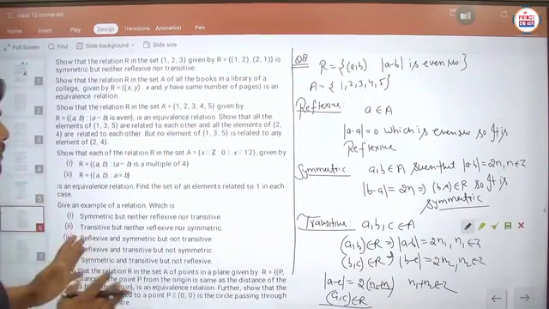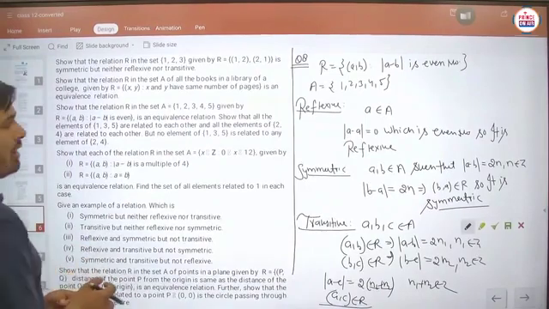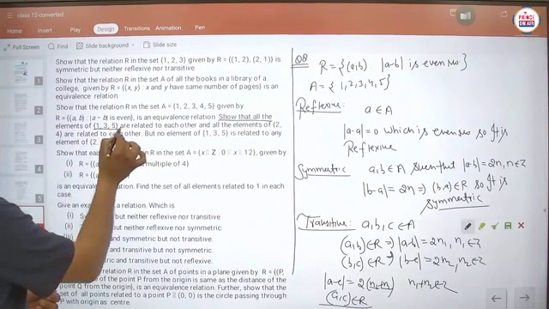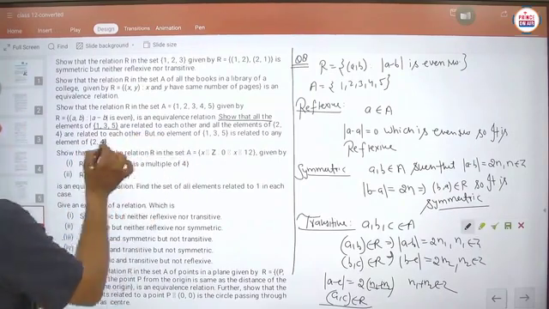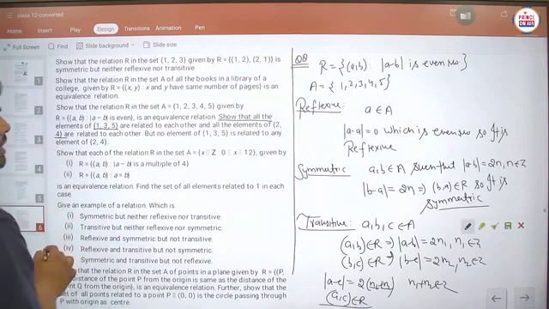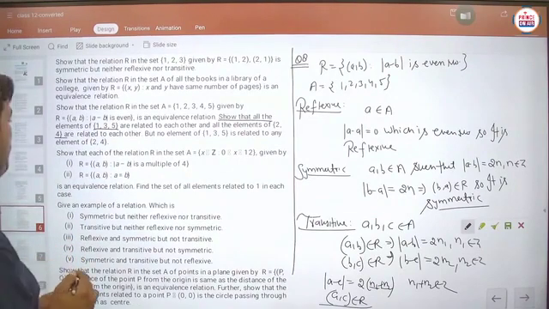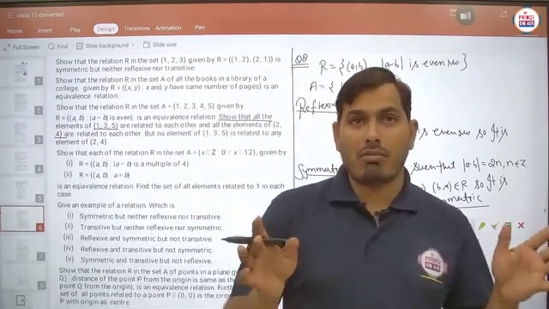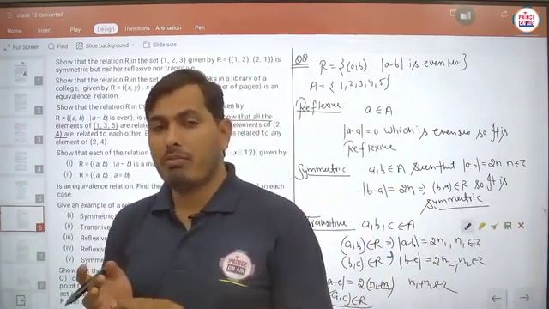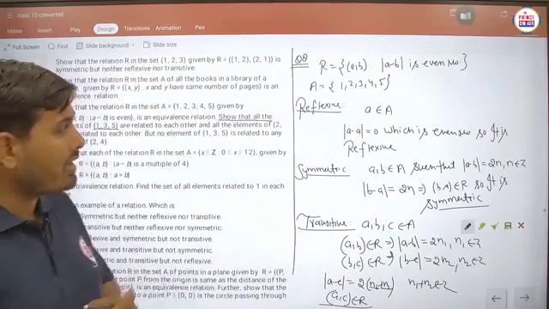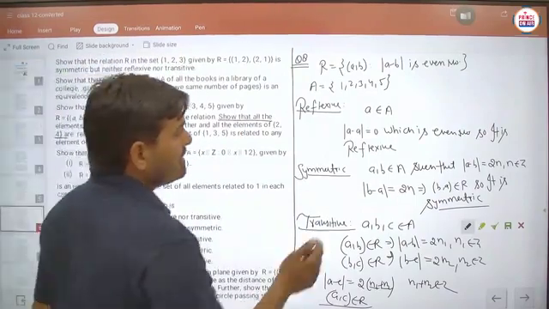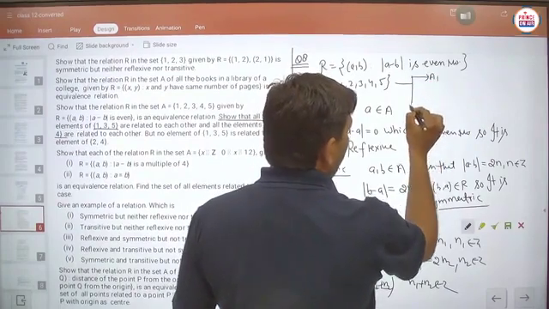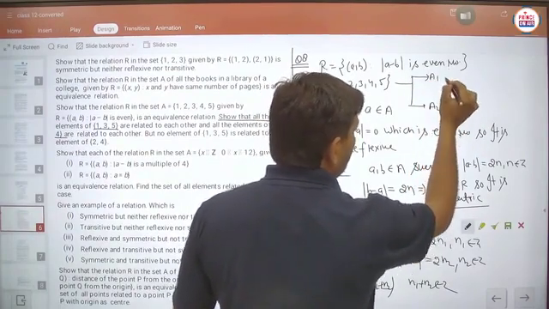But one more important thing is asked in this question: all the elements of 1, 3, 5 are related to each other, all the elements of 2, 4 are related to each other, but no element of 1, 3, 5 is related to any element of 2, 4. Means student, we just have to discuss the equivalence classes. Remember the thing. Is it to be clear? In the equivalence classes, this given set A will be divided into subsets. Suppose the first subset we make A1, and the second subset A2.